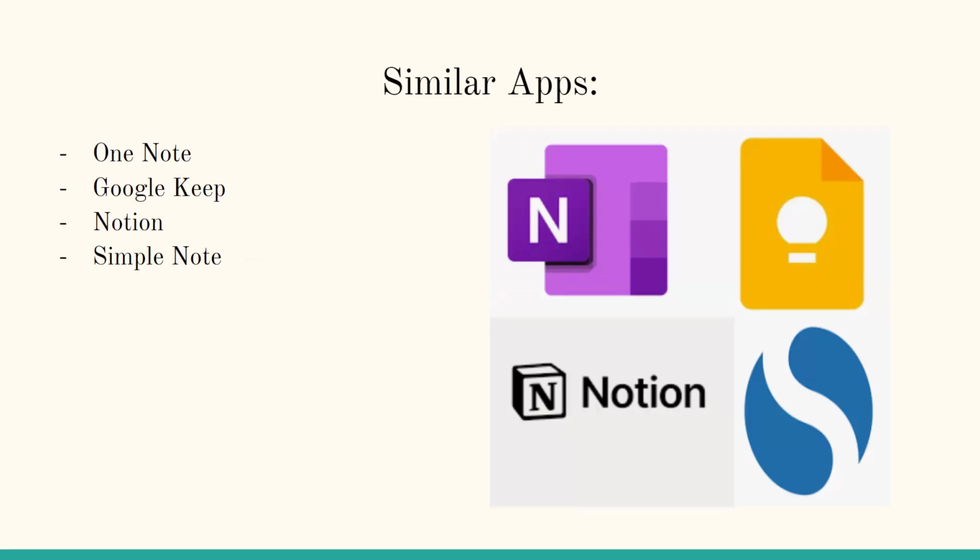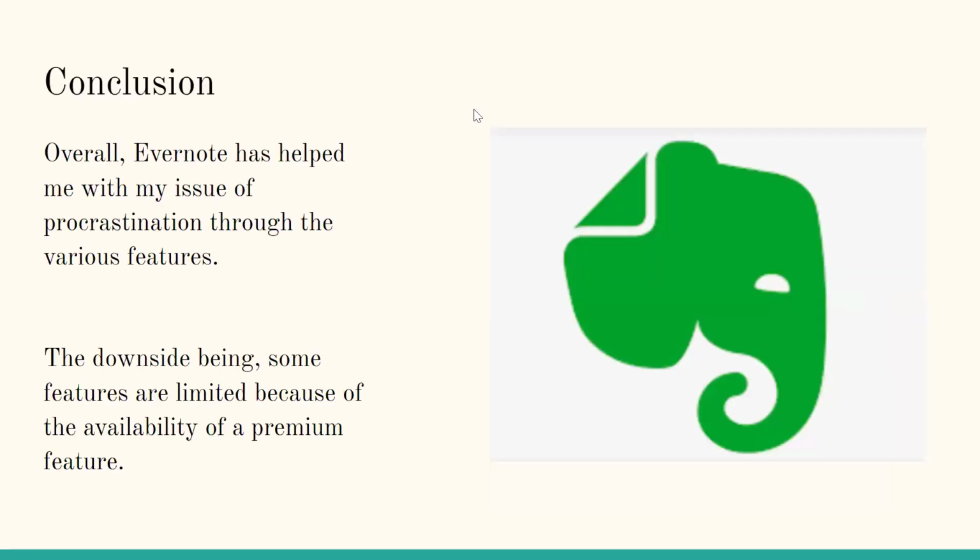And then Google Keep, same thing as OneNote, it's just note-taking. And then Notion and Simple Note, I prefer Evernote over those because Evernote has all the multiple features like the email and the calendar. Evernote wins me over these four apps. And in conclusion, Evernote has helped me with my issue of procrastination through the various features.